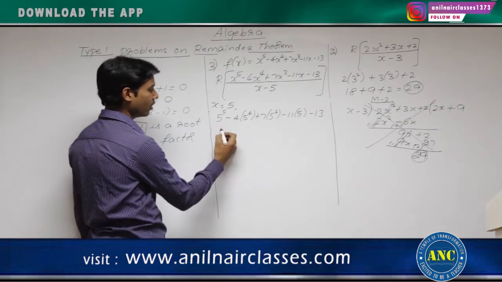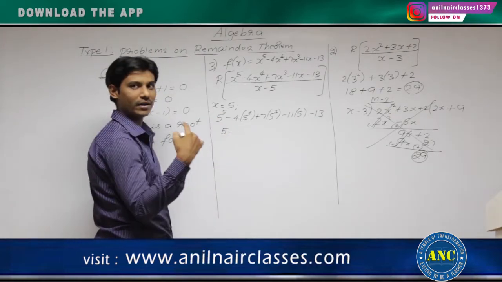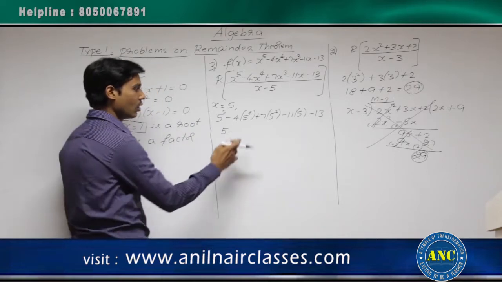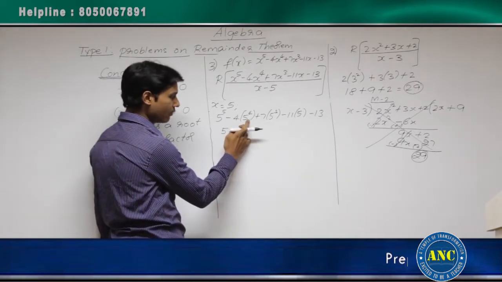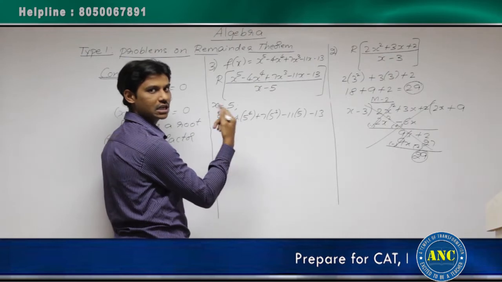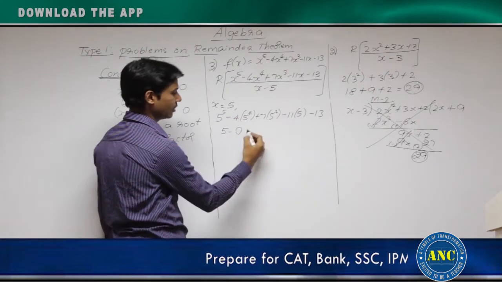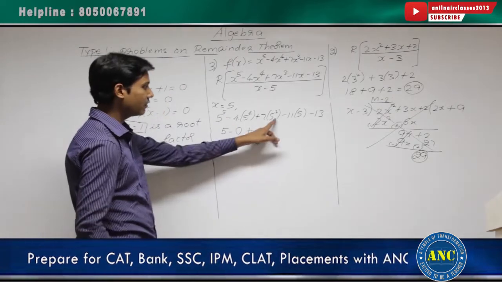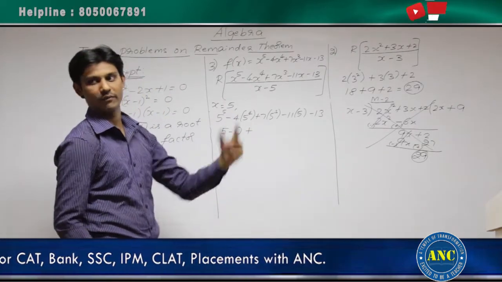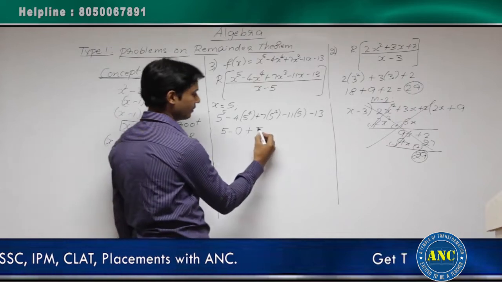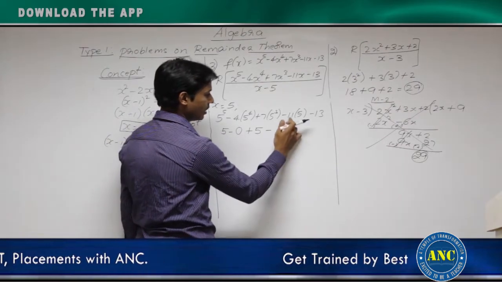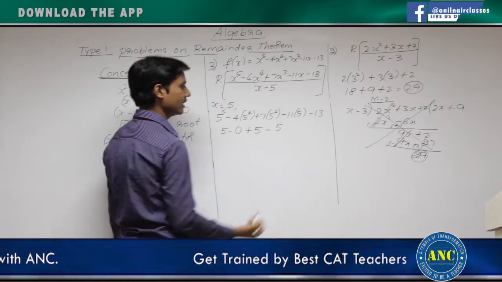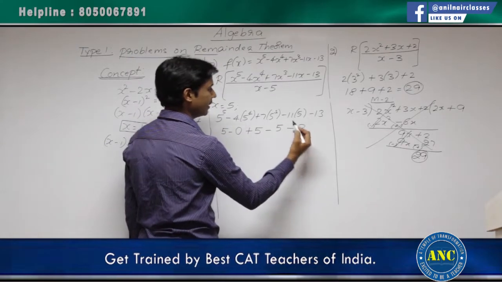5 power 5 is always ending with 5 because 5 power any number will always end with 5. Now 5 power 4 will end with 5. 5 into 4 is 20. 20 will end with 0. 5 cube is 125. It is also ending with 5. Ending with 5 into 7 is 35. That is also ending with 5 itself. Minus 11 into 5 is 55. It is ending with 5. Minus 13. It is ending with 3.